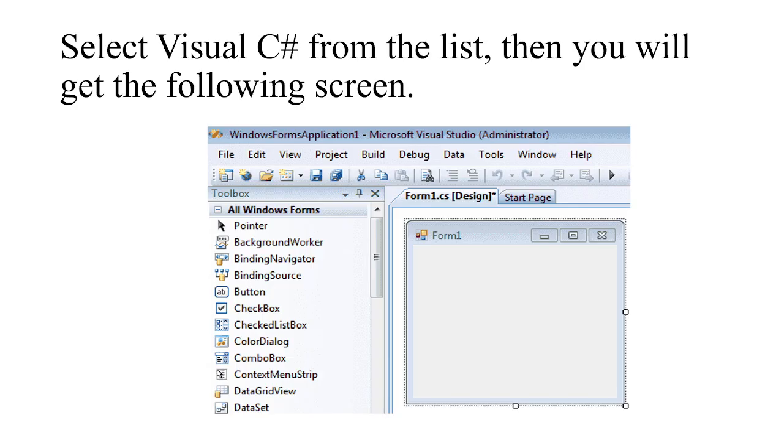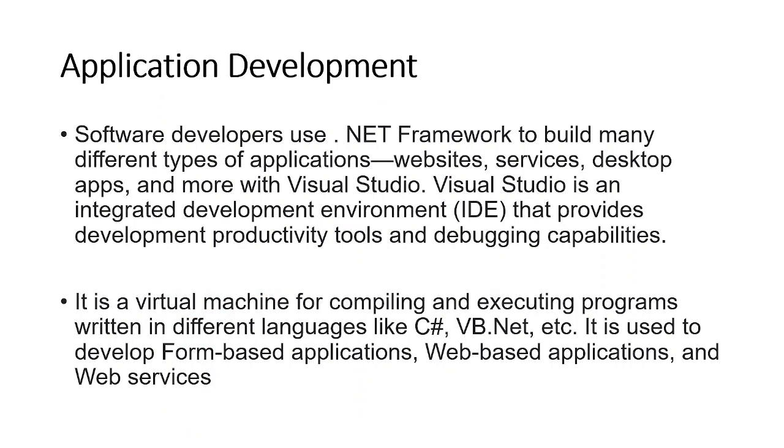We saw this already. And next, we'll move to the application development. Software developers use the .NET Framework to build many different types of applications like websites, services, desktop apps, and more with Visual Studio. Visual Studio is an integrated development environment that provides development productivity tools and debugging capabilities. It is a virtual machine for compiling and executing programs written in different languages like C#, VB.NET, ASP.NET, and a few more applications also relevant to this.